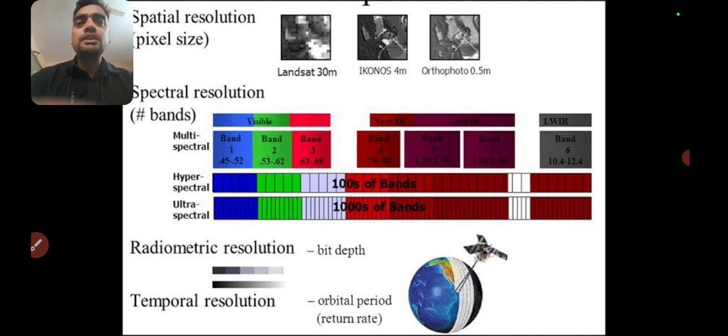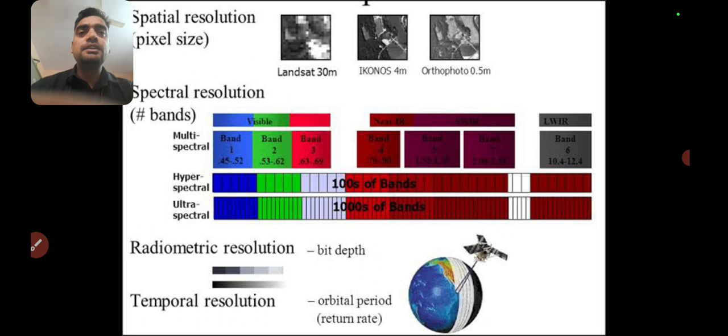So this is about the clarity of that image, spatial resolution, the ability of the image to detect the smallest object in that particular target. Then next is the spectral resolution. It is the ability of the sensor to work in multiple spectrum bands.